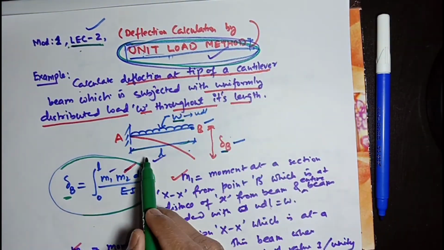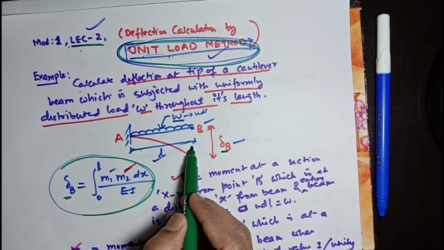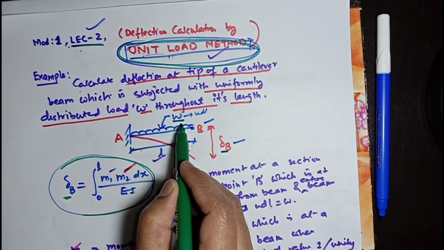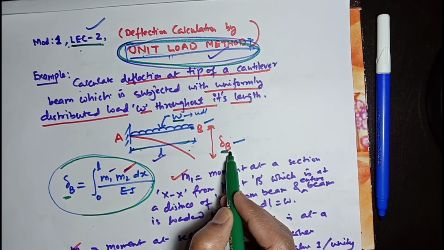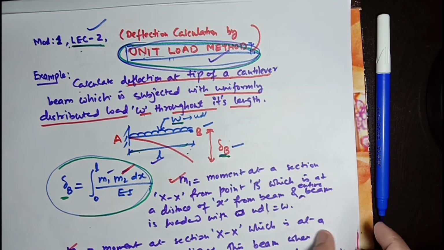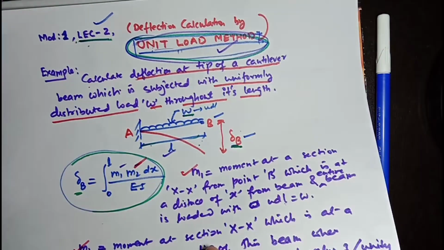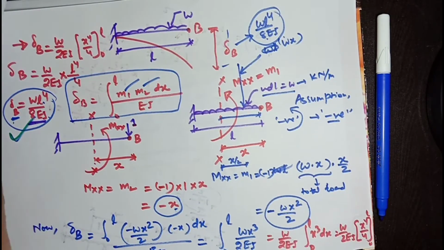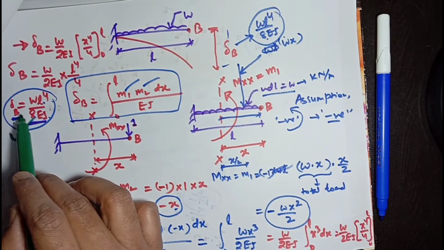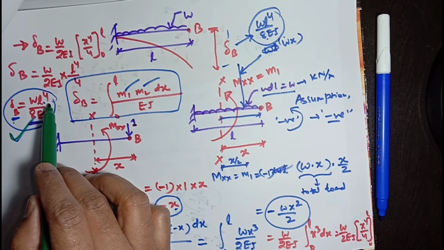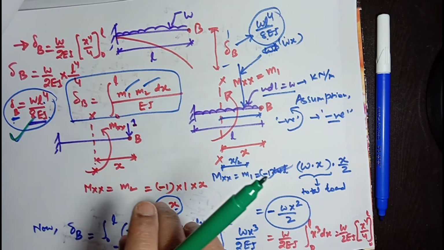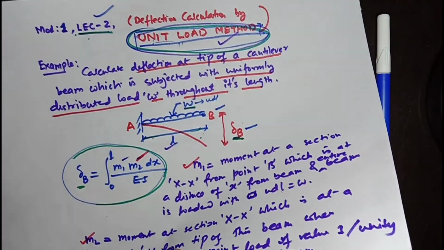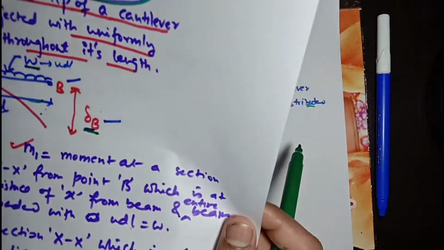Unit load method, problem statement same. It is a cantilever beam having length L subjected to UDL W, and we found delta B. The value calculated for the deflection delta B is WL to the power 4 divided by 8EI. You can go through this lecture to enhance your knowledge.